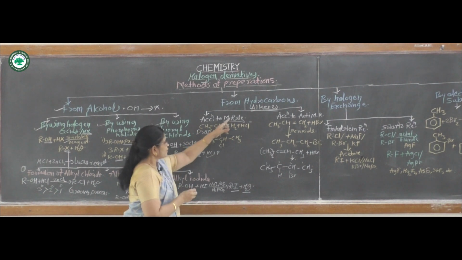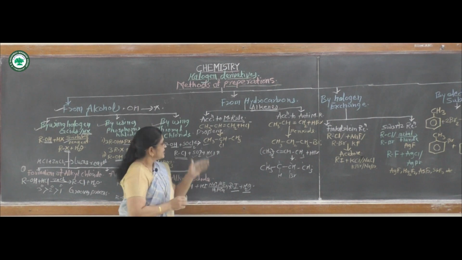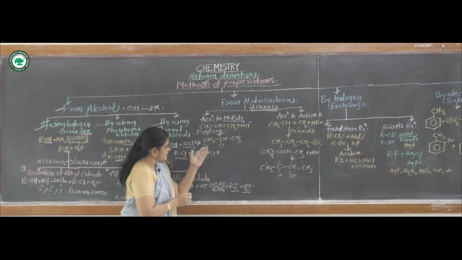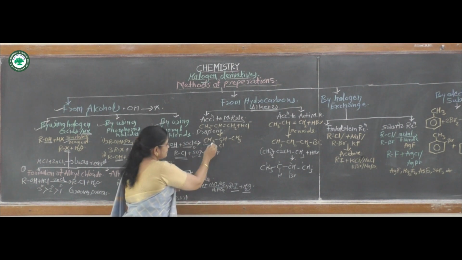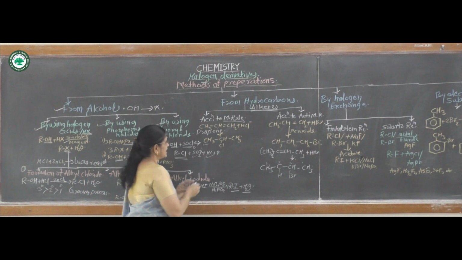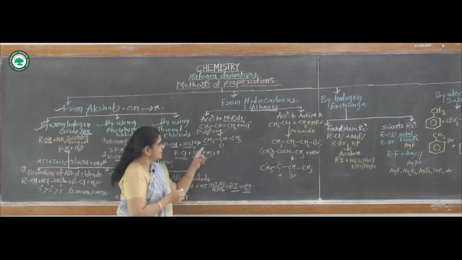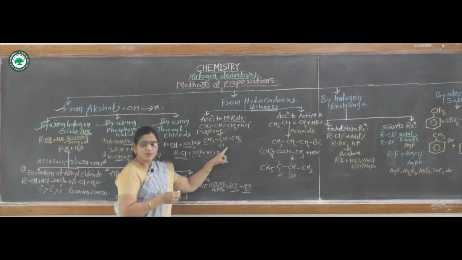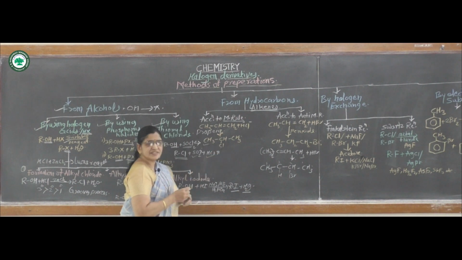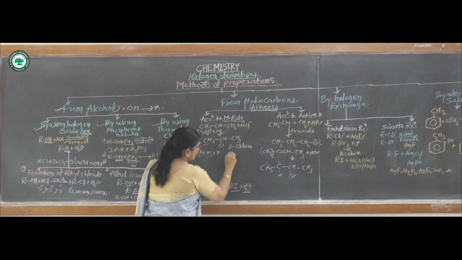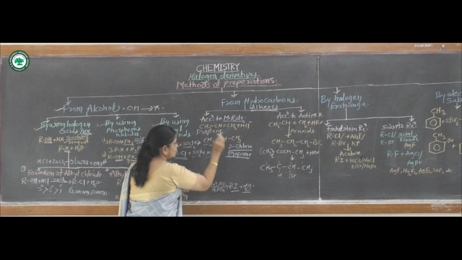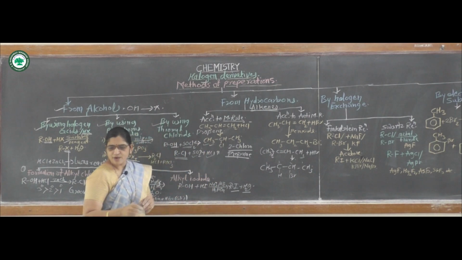In this way, according to Markovnikov's rule, this product is the major product. It mainly gives two products. This is one product, the second one is 1-chloropropane. But this product is the major product. The common name of this product is isopropyl chloride, and the IUPAC name of this product is 2-chloropropane according to Markovnikov's rule.